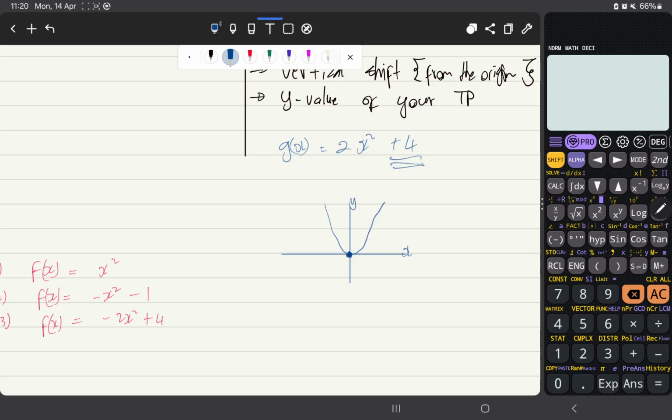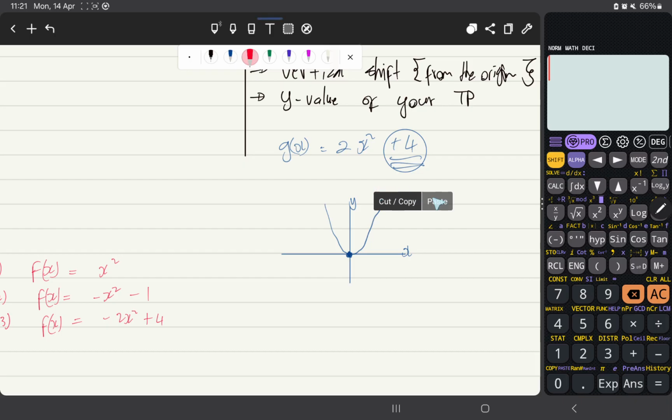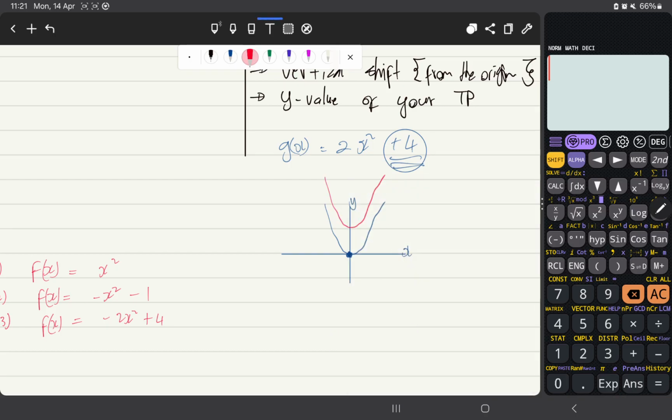So here's our graph, now drawn up to scale. It's like this, right? But now this plus 4 tells us that our graph shifted 4 units above the origin. So now this one, the g of x, it's going to be something here. Maybe I can do this: select, copy, and then I paste, then I just move it correctly. And then maybe I can also color it.